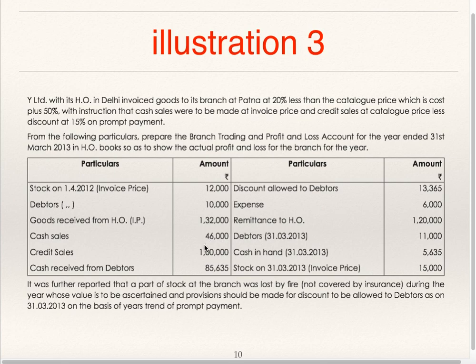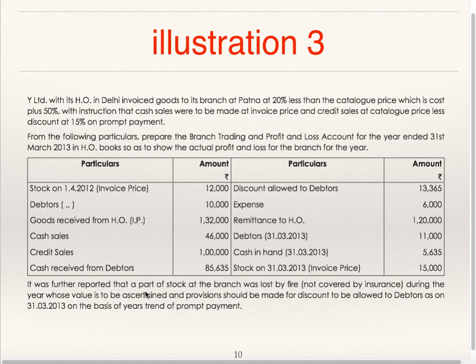Cash sales and credit sales are to be credited to trading account. Goods received from head office is to be debited to trading account but at cost. Opening stock and closing stock are to be recorded at cost.